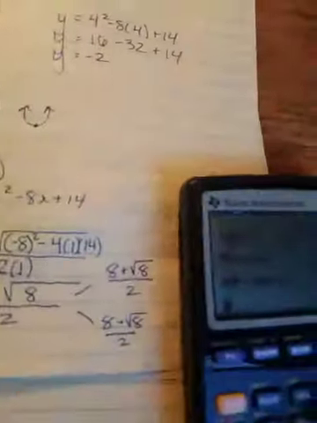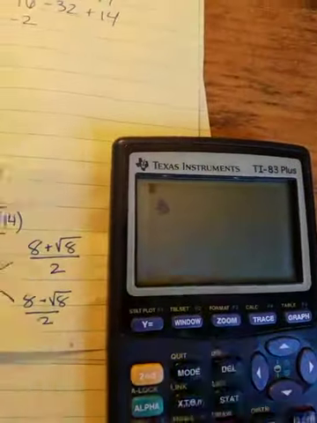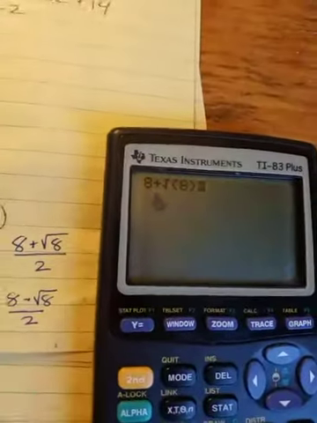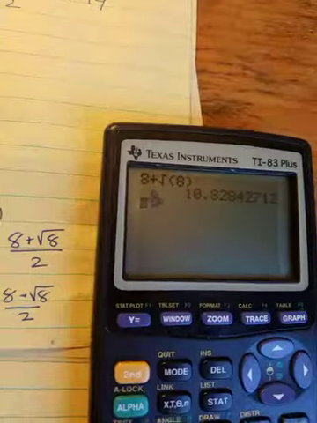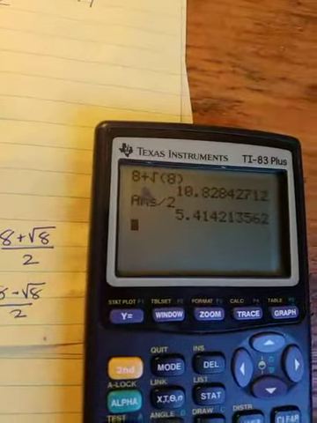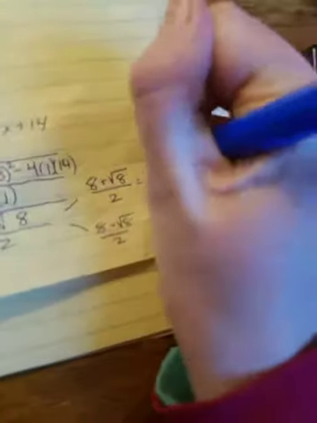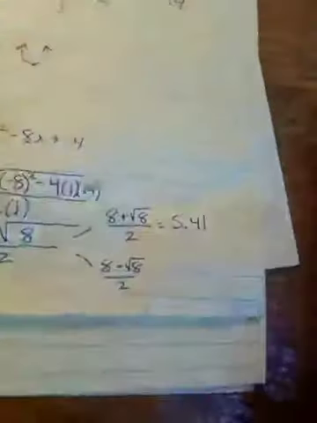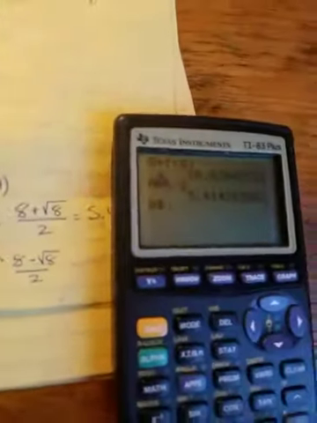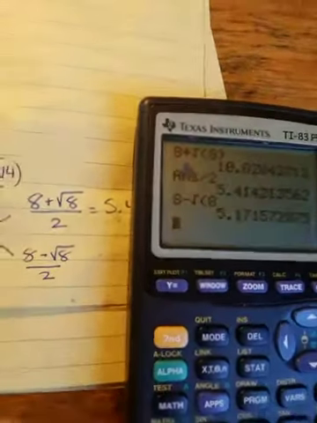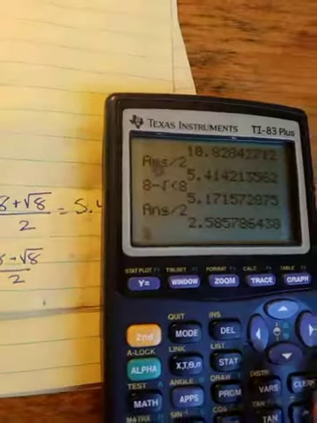So here, let me show people what I'm doing. For this first one here, again, you don't need to have a graphing calculator, but so you don't mess up with the dividing, type in whatever type of calculator you're using. First, type in your numerator, 8 plus root 8, hit enter, and then hit divide by 2. So that first x-intercept is 5.41, we'll say. Okay, and then your other one, again, you're going to do 8 minus the square root of 8. So do that numerator, and then hit divide by 2. That's 2.59.